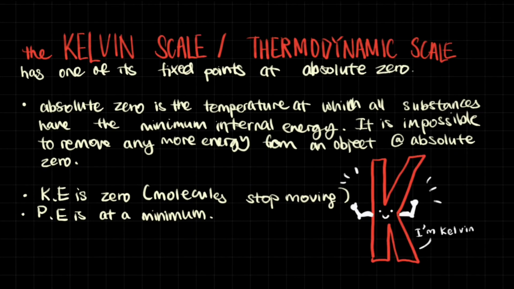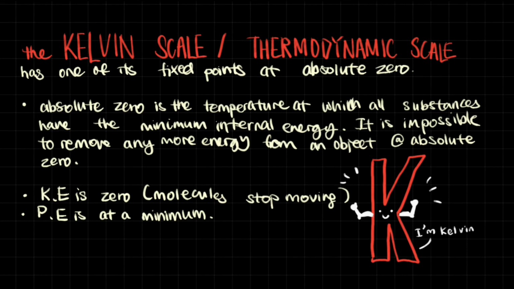Hello, and today we're going to talk about the Kelvin scale, otherwise known as the thermodynamic scale. And we're going to talk about why it's different from a Celsius scale, for example. Now, what's special about the Kelvin scale is that it has one of its fixed points at absolute zero.